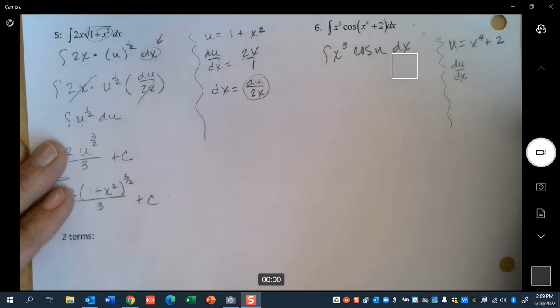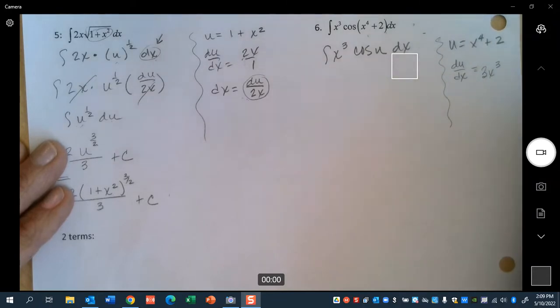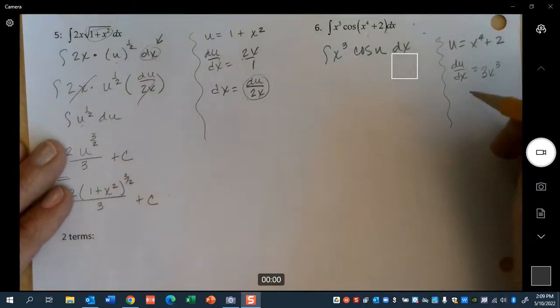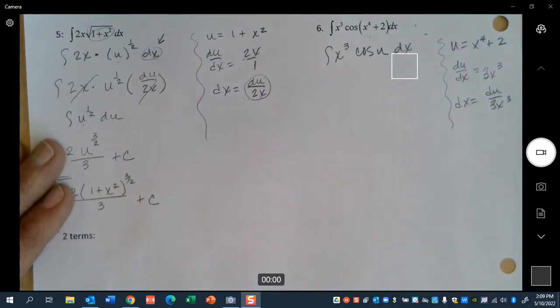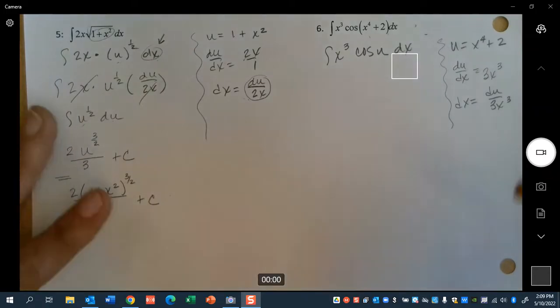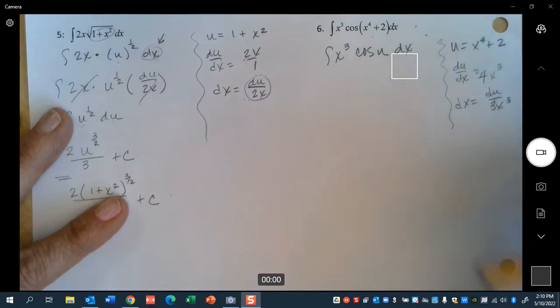Take the derivative of u: du dx is equal to 4x to the third. dx is going to be equal to du divided by 4x to the third. Everybody okay with that math? Thank you. You can put a Smarty up.